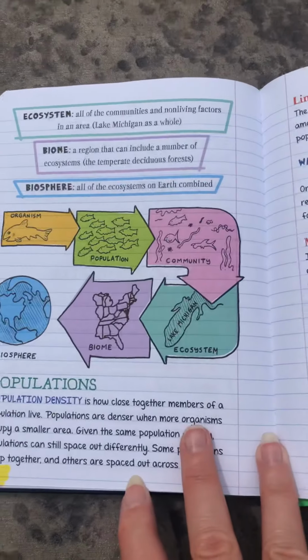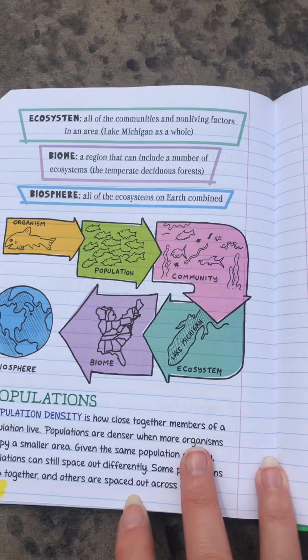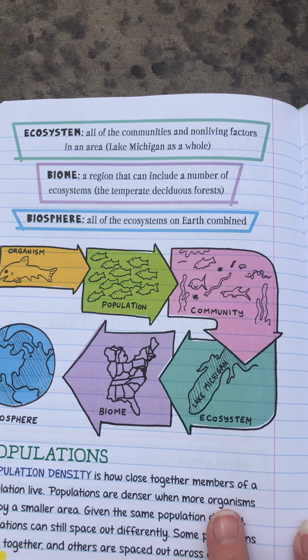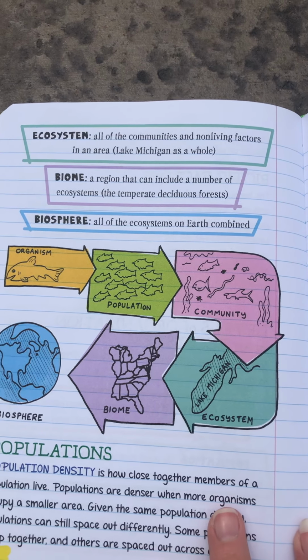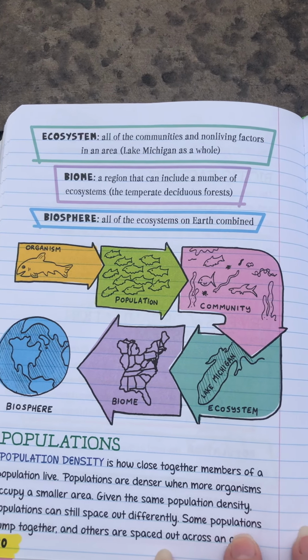If I flip the page, then we finally go to an ecosystem. This is where all of the living and non-living things are going to interact. A biome, again, we don't really need to go over, so we're going to skip that. And then we finally go to the biosphere, and that is the part on Earth, again, where life exists.